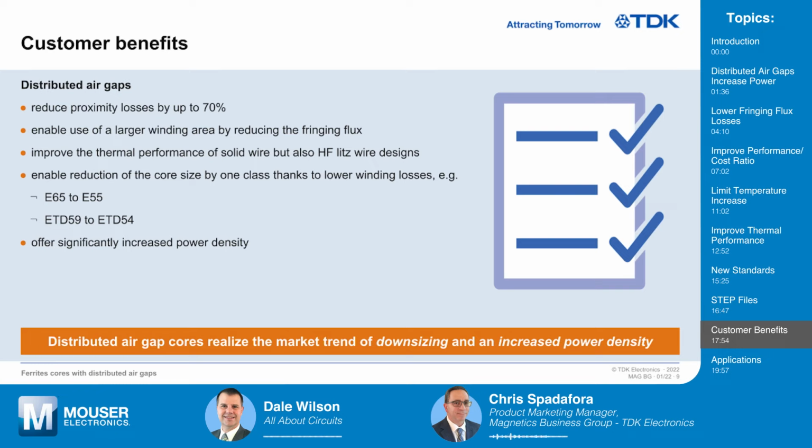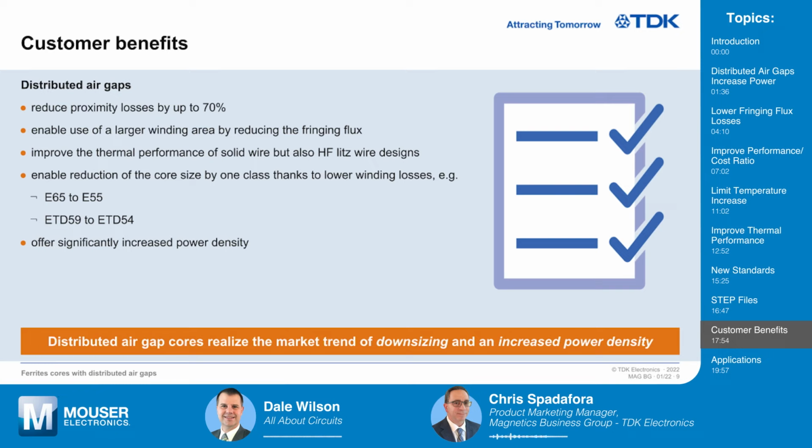So when we talk about size reduction, weight reduction, and improved thermal performance, onboard chargers, DC to DC converters for xEV, that's the trend, right? We need to make them smaller, they need to handle better power handling capability, and they need to be cooler. So perfect target market applications for those areas.